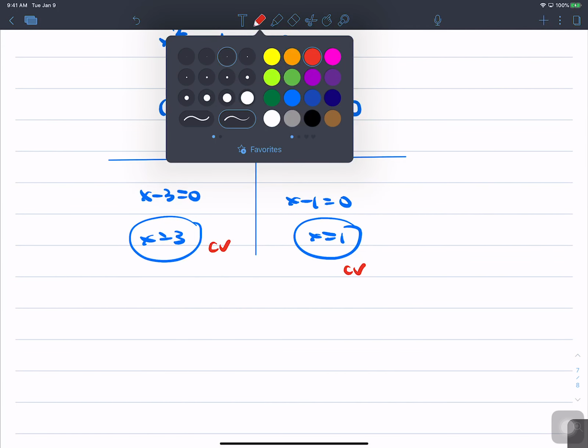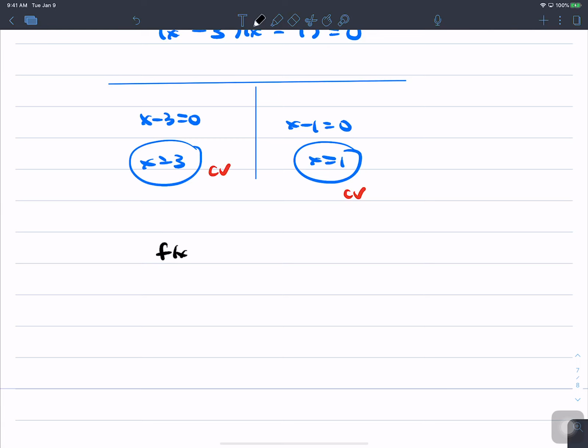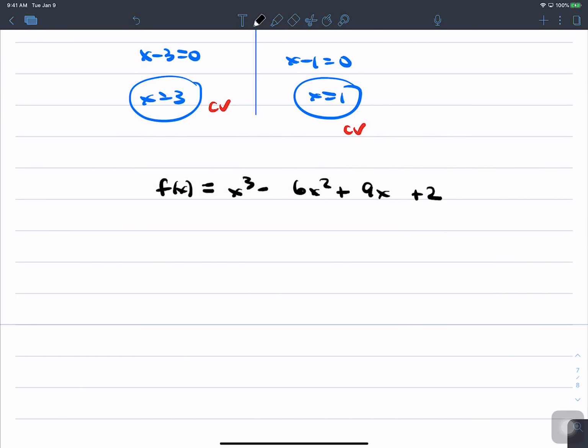We have to find, let's do it in red. Let me write down the function again. All right, so f of x is x cubed minus 6x squared plus 9x plus 2. So what I need is f of 3. I got to find what that is. I need f of 1. So I got to plug these values in.